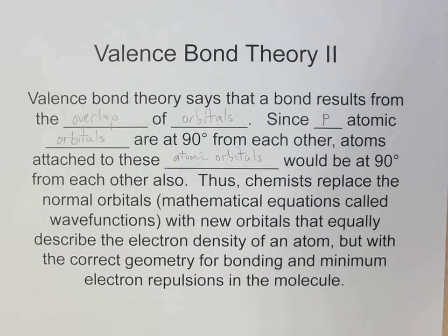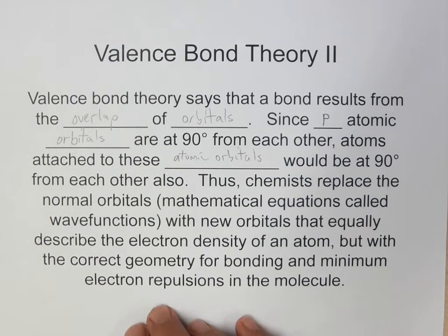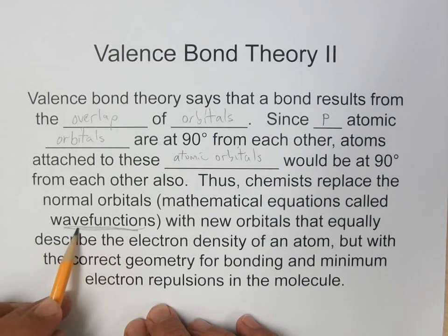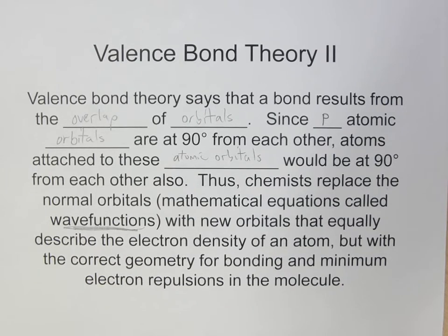So one way to look at this is we can replace the normal orbitals, as I call them, these wave functions, and the set of wave functions describes the electron density around an atom, but you could replace that with new orbitals that equally describe the electron density of an atom, but with the correct geometry for bonding and minimized electron repulsions in the molecule. It's always hard to describe in some sense how a set of atomic orbitals represents the electron density if you're not going to go through and do all the math and solve for the wave functions and everything. But there are different sets of wave functions that achieve the same goal.